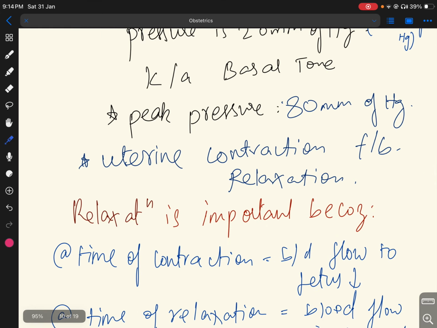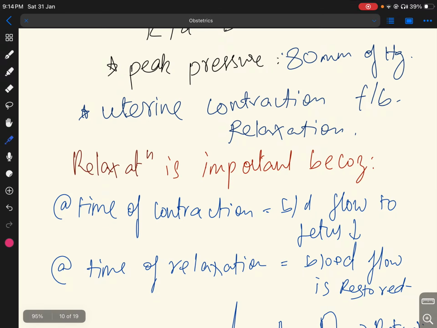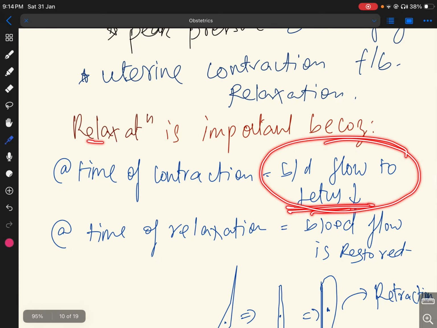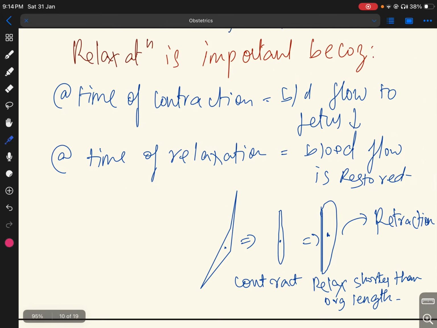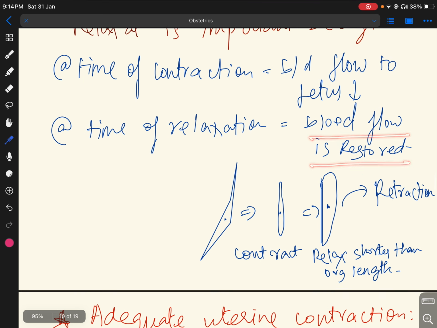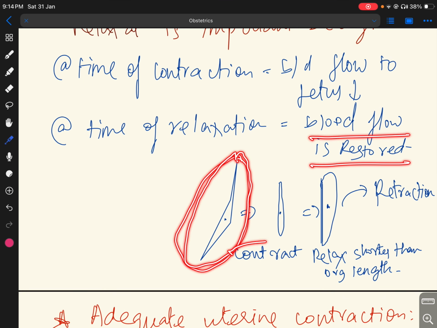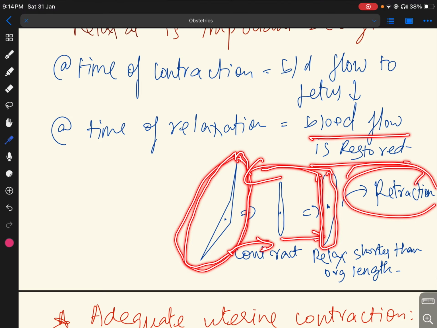Relaxation is important because at the time of contraction, the blood flow to the fetus decreases. If it undergoes tetanic contraction, what will happen? There will be fetal distress because the blood flow decreases. So relaxation is necessary. At the time of relaxation, the blood flow is restored. So if this is the muscle fiber, the initial length of the muscle fiber, if it contracts and relaxes, it doesn't relax to its initial state. This we call retraction.